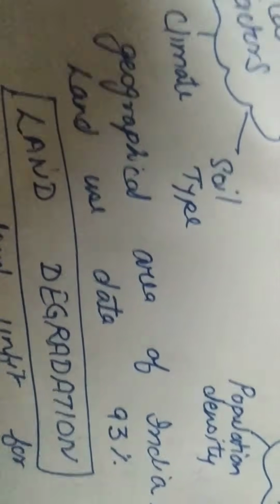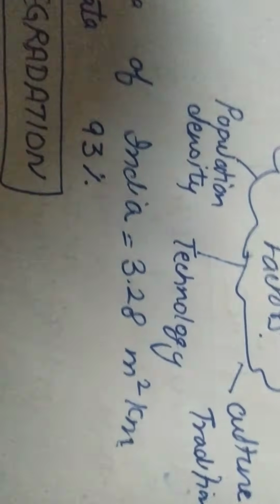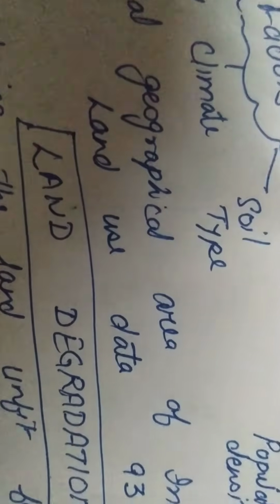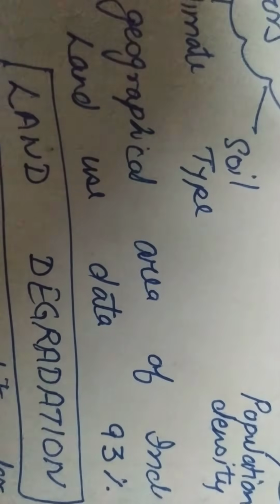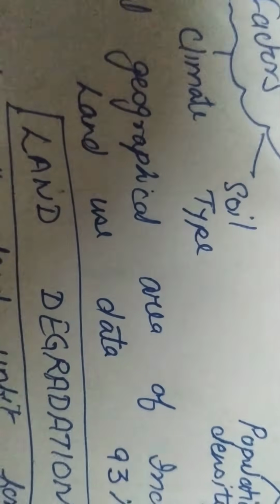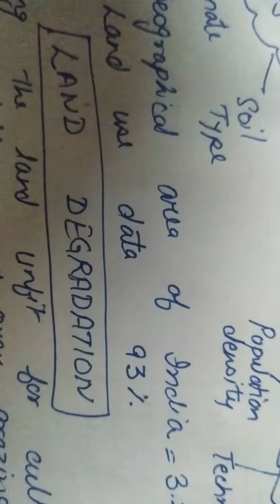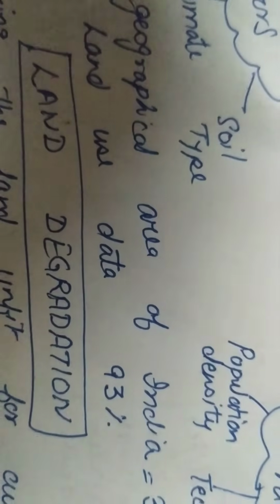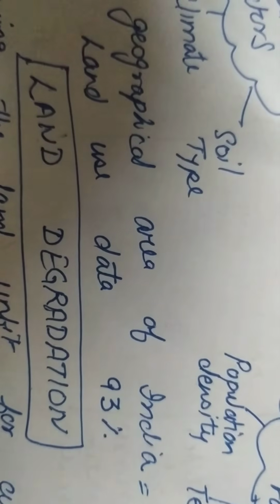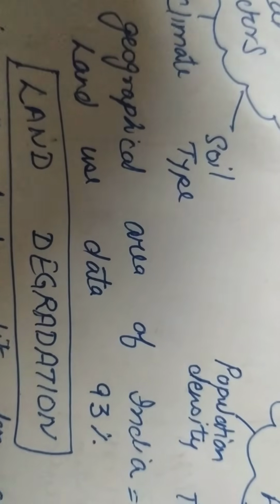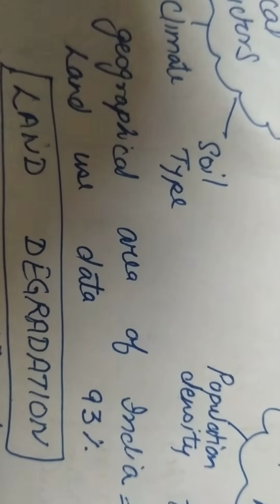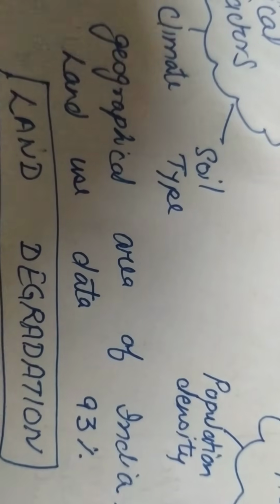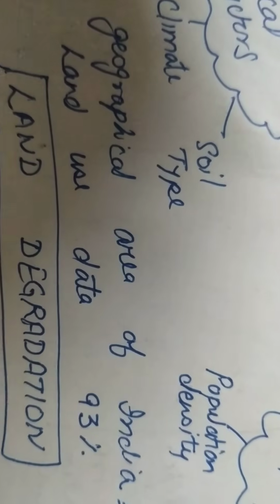Then total geographical area of India, we all know that it is 3.28 million square kilometer. But we have the land use data, how much land we are using. We have only about 93%. Why not 100%? Because the land reporting for most of the northeastern states, except Assam, and some areas of Jammu Kashmir, which are occupied by Pakistan or China, have not been surveyed.